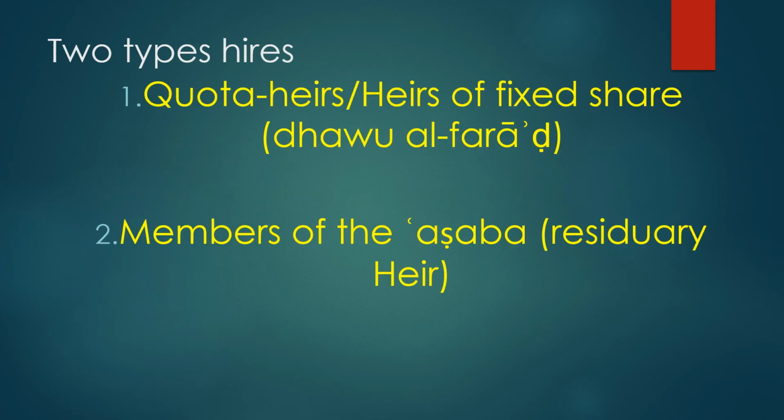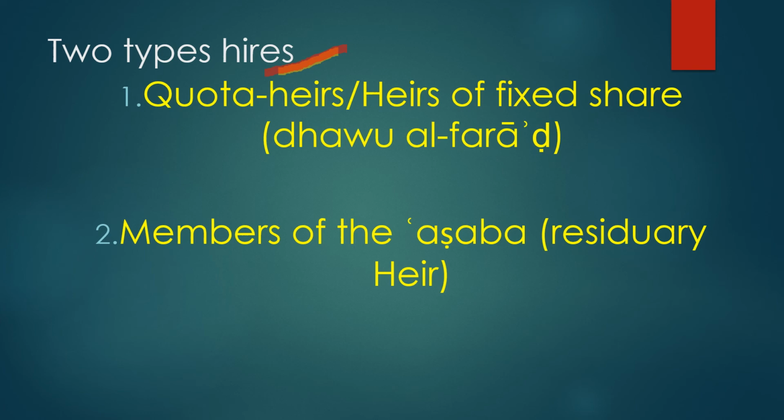So let's move on. There are basically two types of heirs. Sorry, there is a small typo here: it is H-E-I-R, not H-I-R-E. Sorry for the typo. There are two types of heirs. One is the heirs of the fixed share, or we can name them quota heirs, in Arabic Dhawul Fara'id. The second is the members of the Asaba. What is Asaba? Asaba means residuary heir.